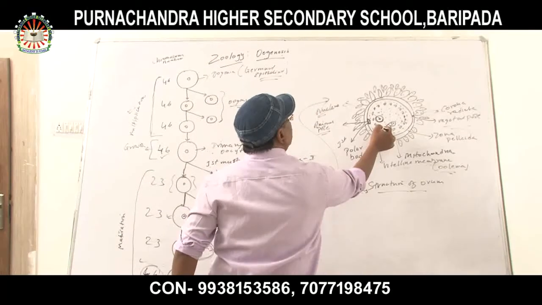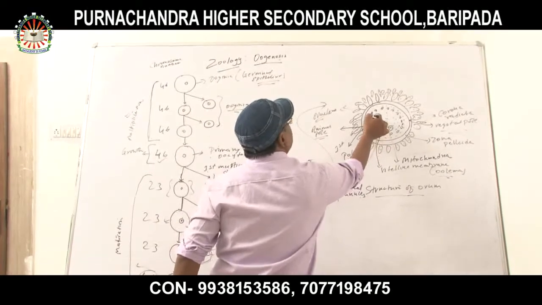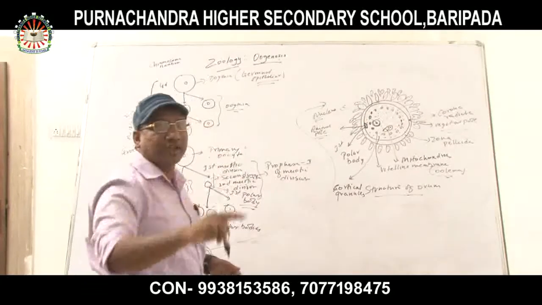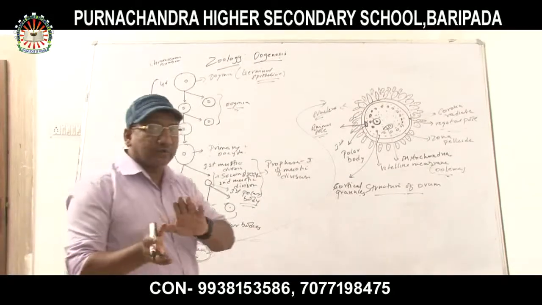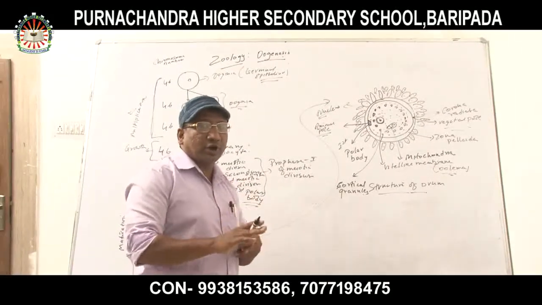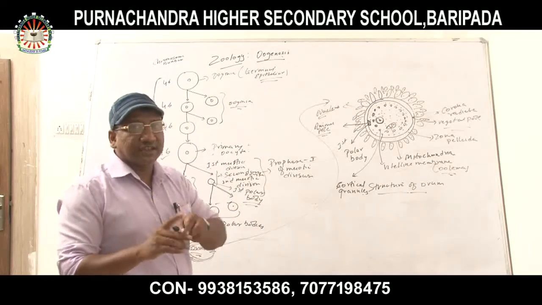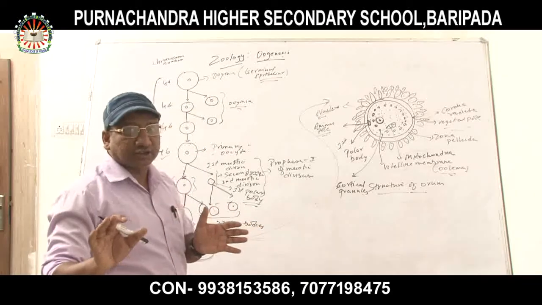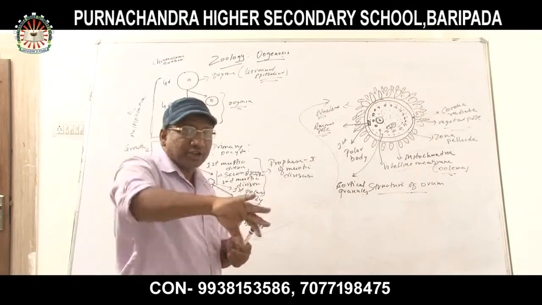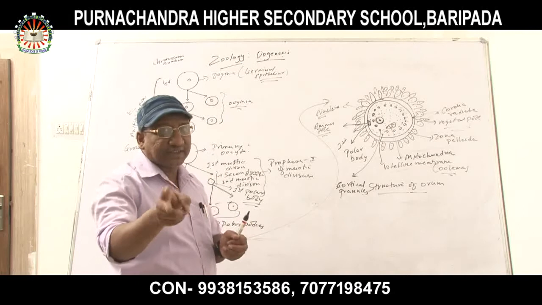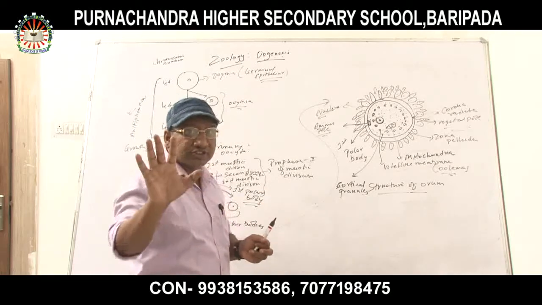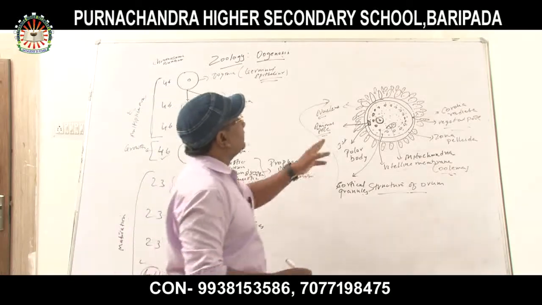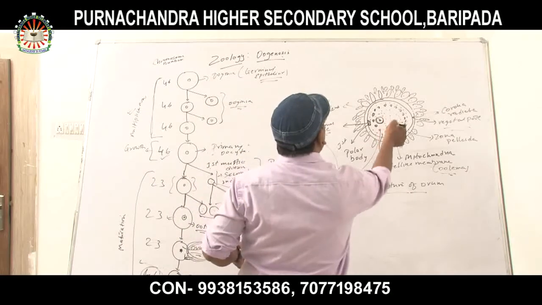These are called cortical granules, which are modified from the Golgi bodies. All the organelles are present in the ovum except what? The centrioles. But in the case of sperm, two centrioles are present, whereas in the ovum there is no centriole. Remember it. So all the other organelles are present in the ovum.